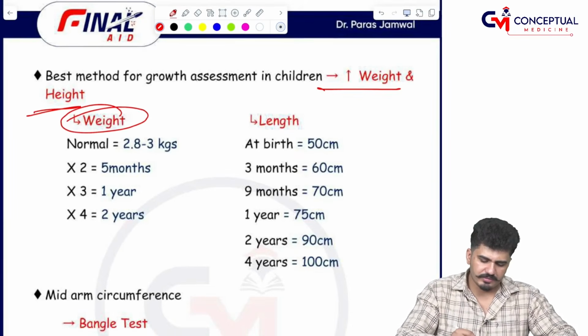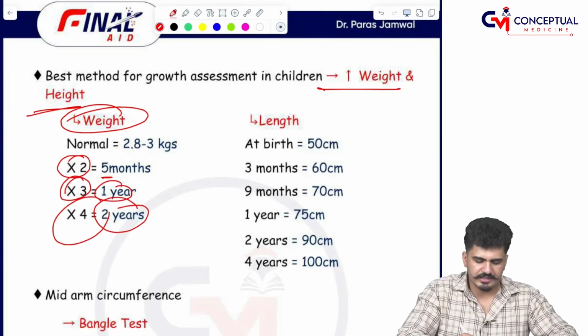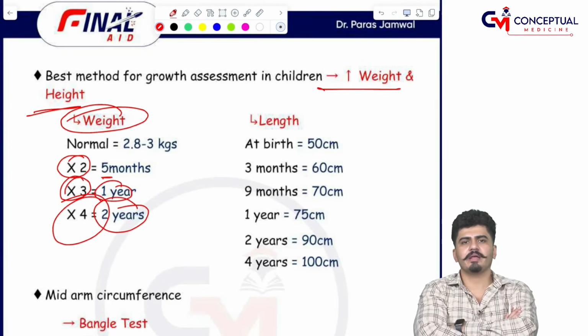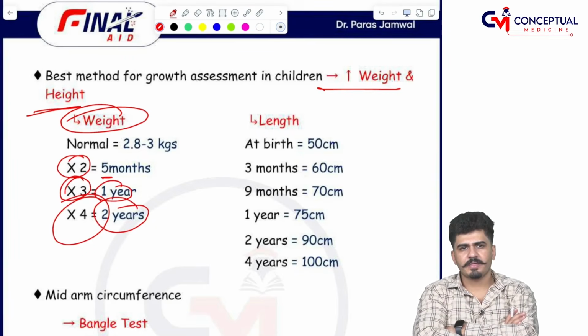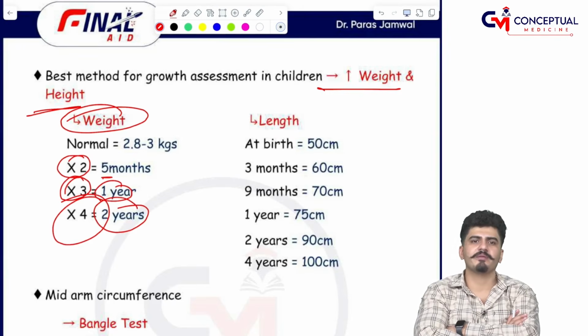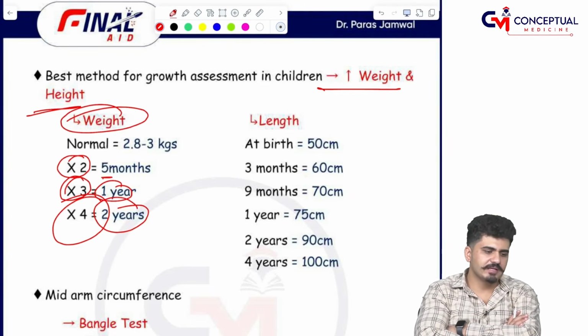How does the weight increase? In the first 5 months weight doubles, at 1 year it triples, and at 2 years it becomes 4 times. Very easy, sir. Birth weight is 2.8 to 3 kg. When your weight becomes 4 times, it is 2 years. When it becomes 3 times, 1 year. When it becomes double, that is 5 months.